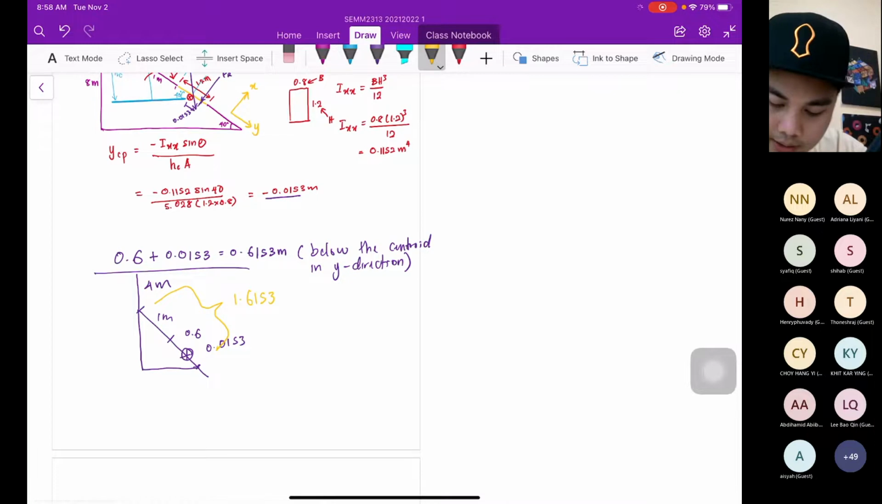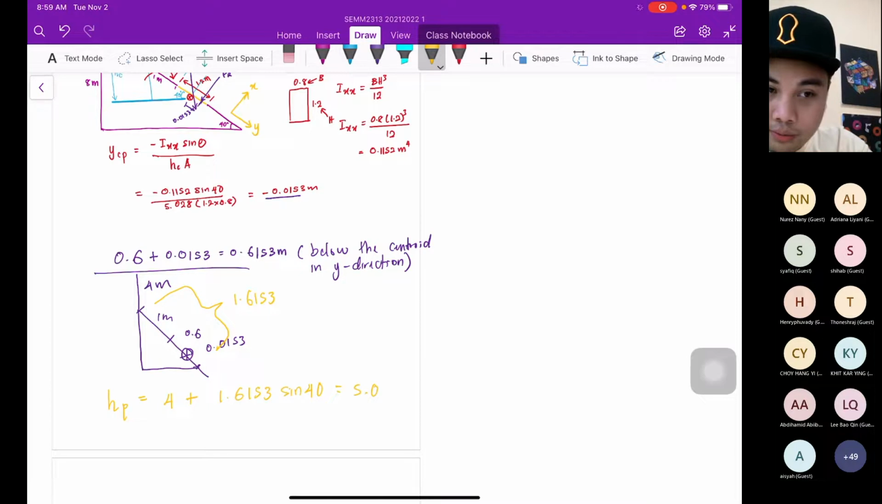Okay, so finally the hP is equal to 4 meter plus 1.6153 sine 40. Plus 4. Okay, 5.04 meter. Okay, that is the final equation, the final answer. Any question?